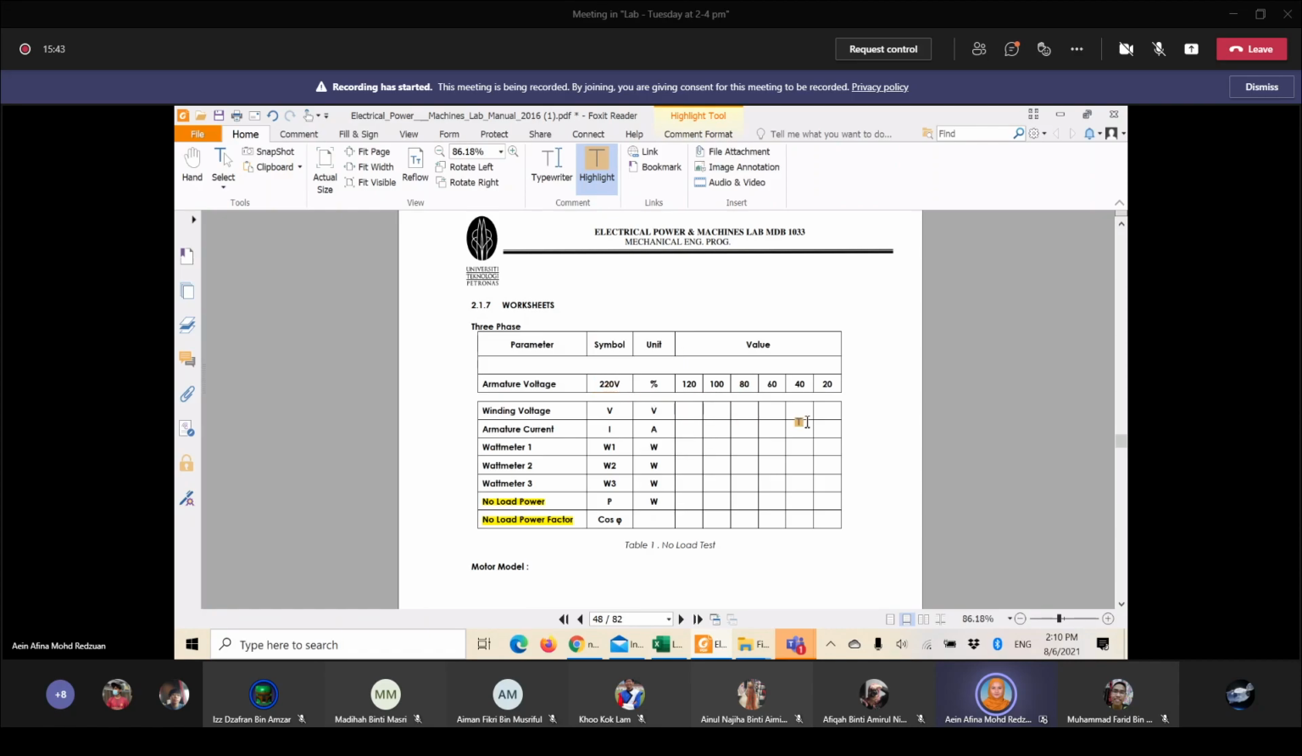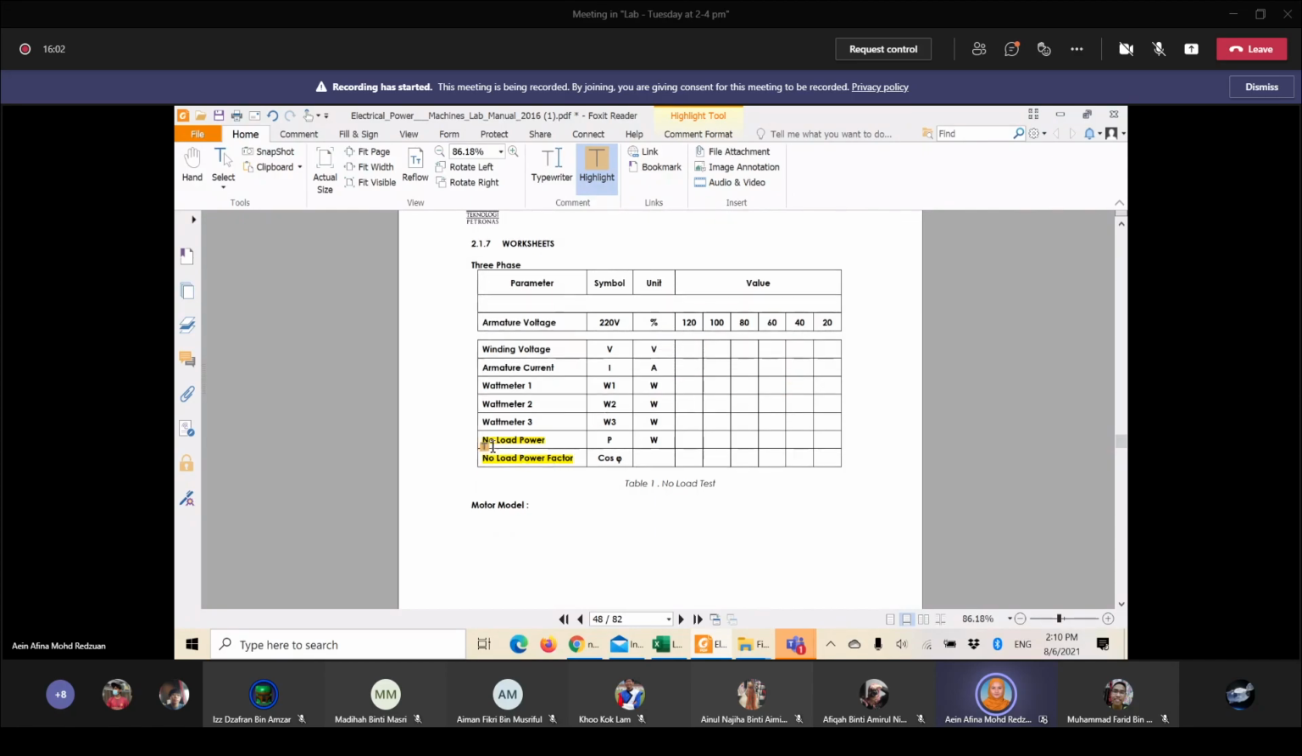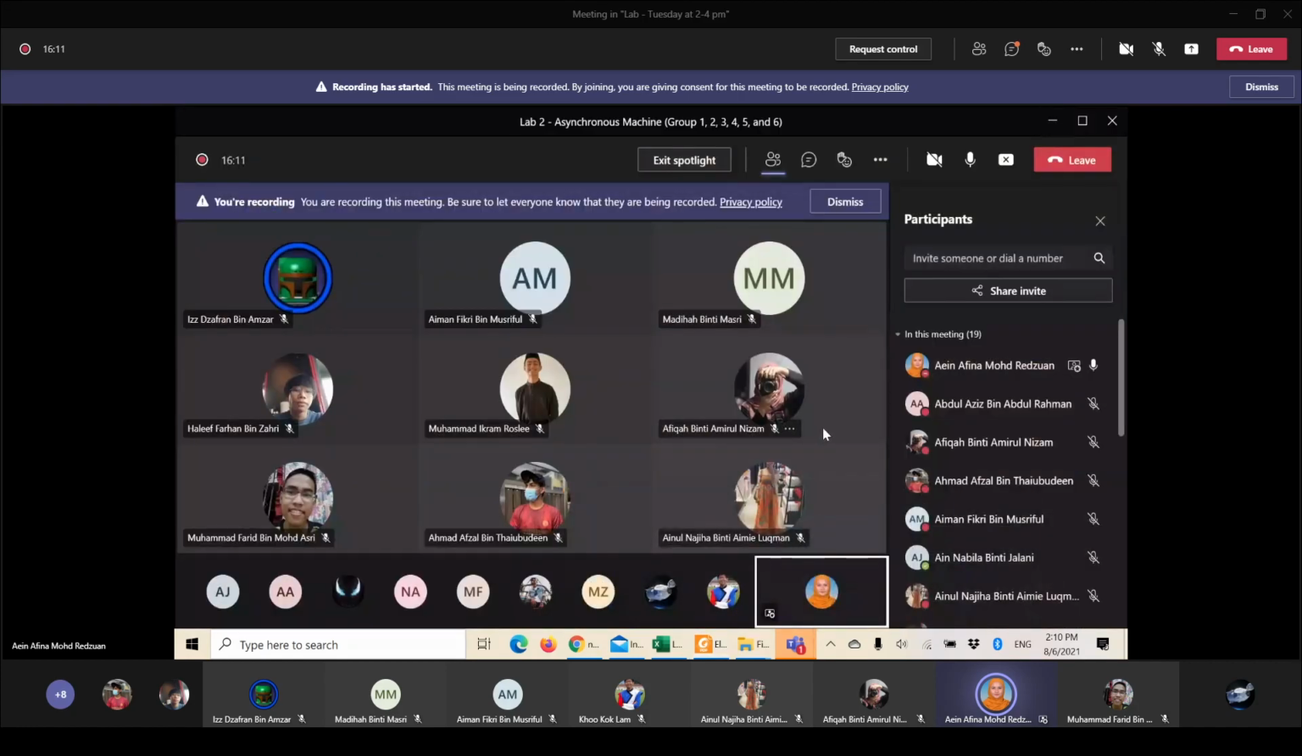Okay, I'm going to write it here, and then from there you can identify and record the armature current, the power, wattmeter 1, wattmeter 2, wattmeter 3. Basically, what you guys do in the physical lab is to record it. And for the no load power factor, you guys need to calculate it, okay? And show it in the lab reports. You guys clear?